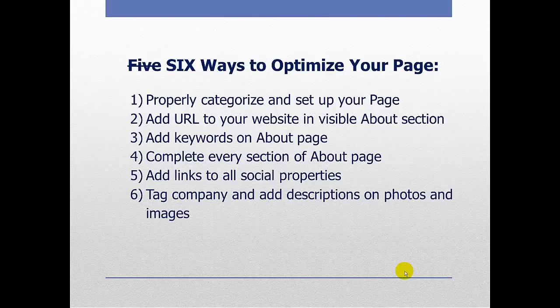So there you have it. I've actually given you 6 ways to optimize your page for graph search. So let's recap these techniques. First, properly categorize and set up your page. Second, add the URL to your website in the visible About section. Third, add keywords to the About section. Fourth, complete every section of the About page. Fifth, add links to all of your social properties. And last, tag your company and add descriptions on photos and images.